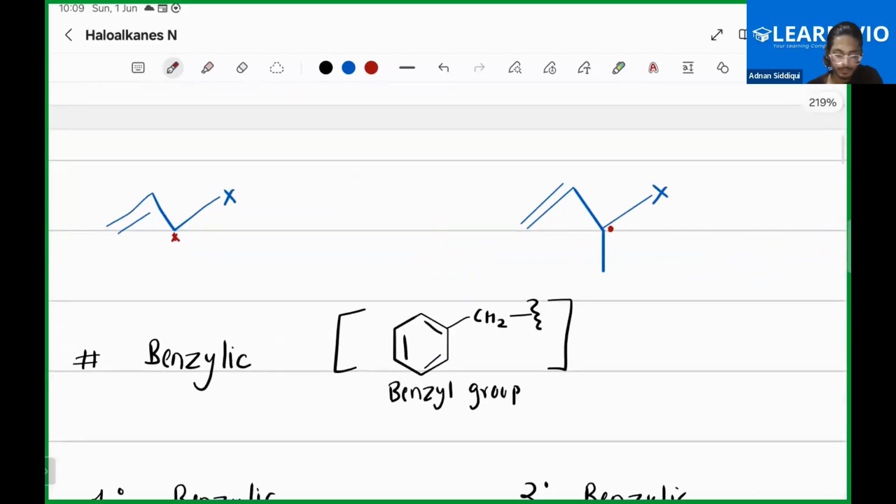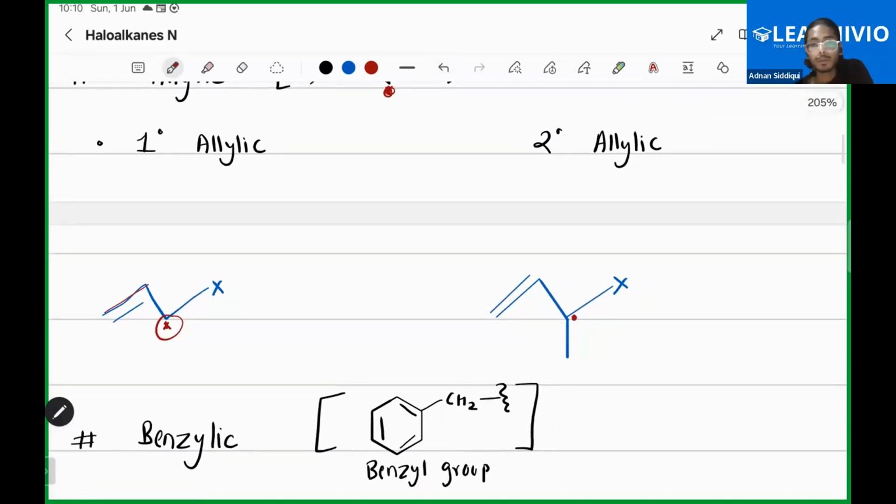For example, this is our double bonded carbons, right? This carbon and this carbon are in the double bond. The next carbon, which is directly attached to this alkene, this is the carbon, and to this carbon we have a halogen. So this carbon is the allylic carbon, right? The carbon next to the double bonded carbon having a halogen directly attached to it is the allylic position, right? Yes, sir. So this is 1 degree allylic position.